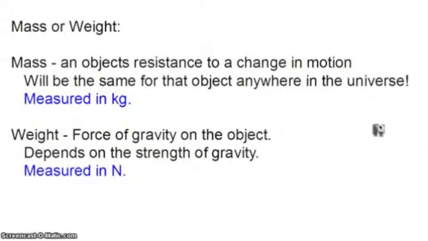At this point, I want to point out the difference between mass and weight. Mass is measured in kilograms, and it's basically how an object resists any change in motion. Your mass is the same no matter where you are. Weight is the force of gravity. So when we label forces in physics, we don't label a force as gravity, we label it as weight, because weight is the force of gravity. Weight is measured in newtons in physics, and it depends on the strength of the field.